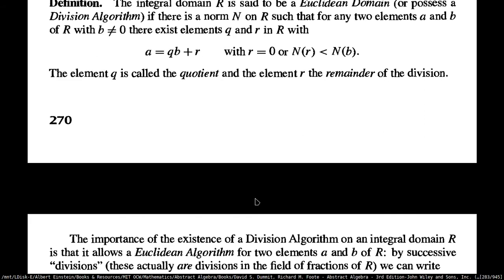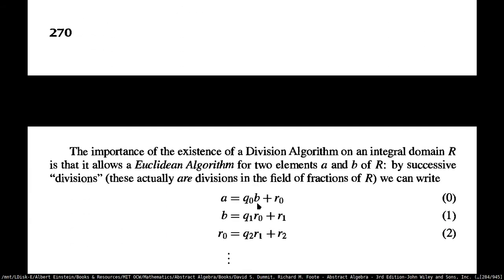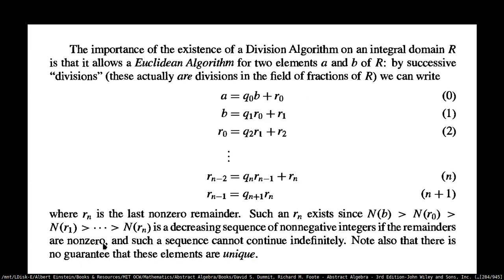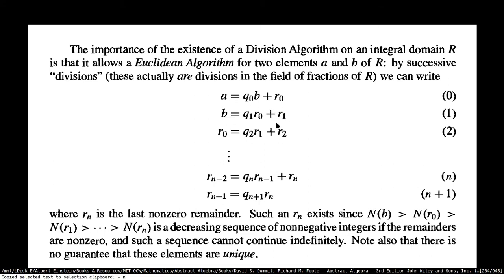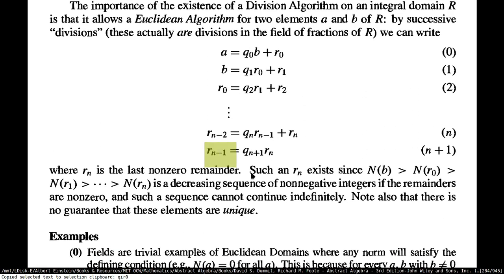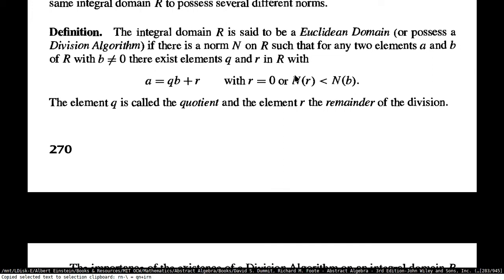Okay, so q is the quotient and r is the remainder, of course. If you're previously familiar with how the division algorithm works, it's nothing too difficult. You just write this down for successive integers. You have a, which you can write as q0 b plus r0, and then you take this b and write it as q1 r0 plus r1, getting another remainder and another quotient. Then you write r0 as q2 r1 plus r2, and you do this repeatedly until you have the last non-zero remainder, after which you cannot continue this algorithm without deviating from this condition.